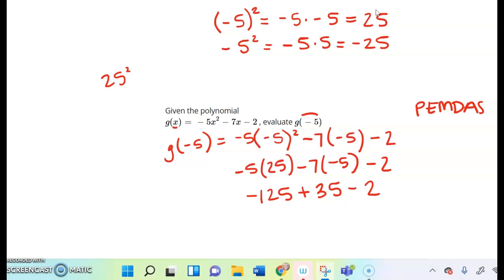So negative 125 plus 35, we get a negative 90. Minus the 2, negative 90 minus 2, we get negative 92 for our final answer.